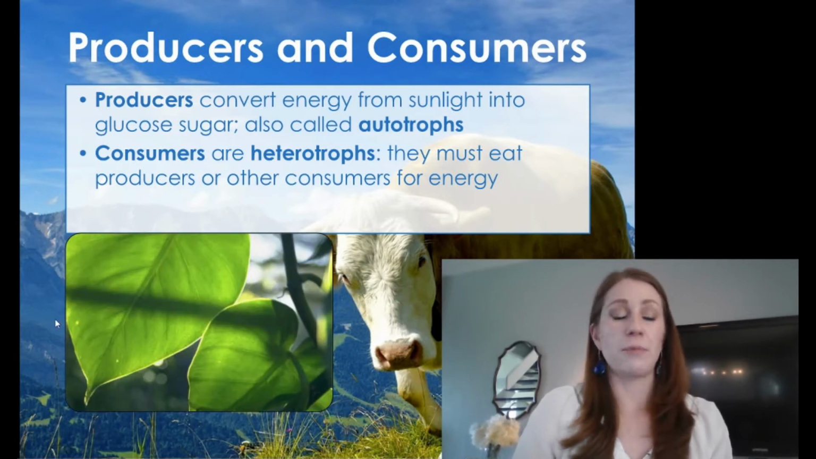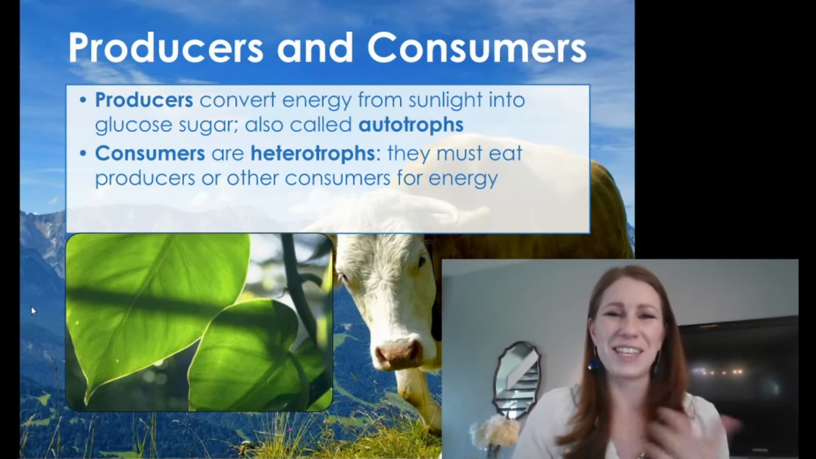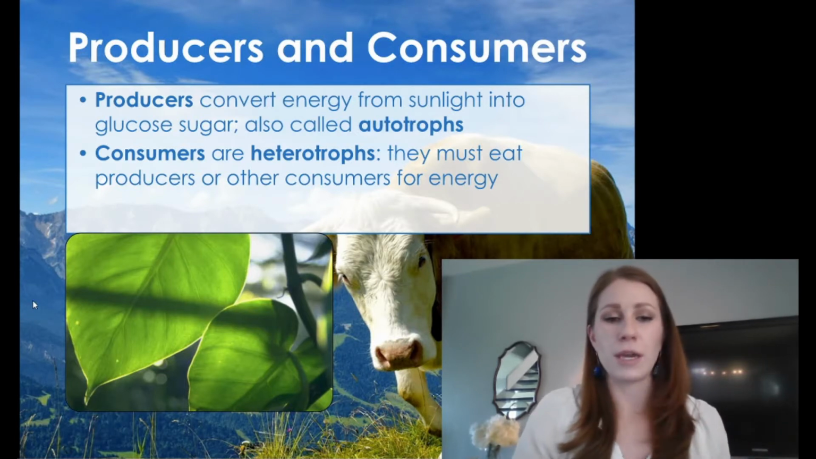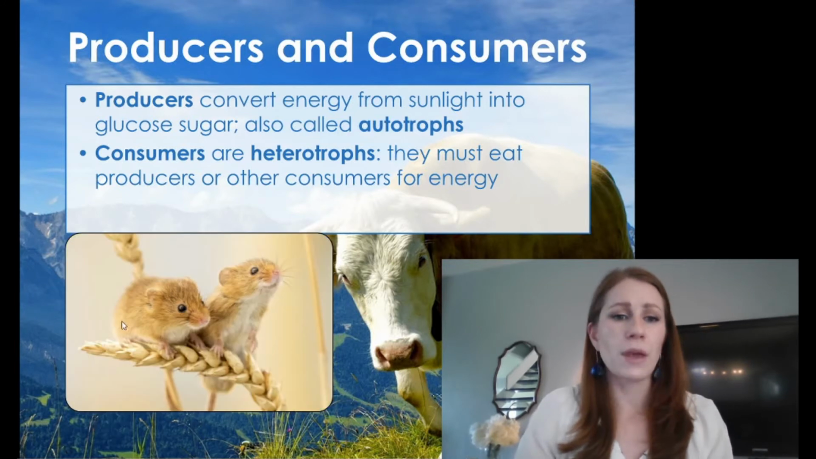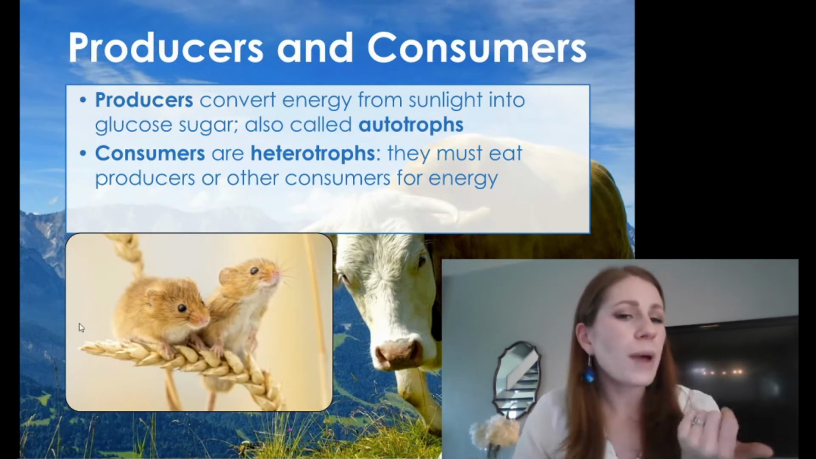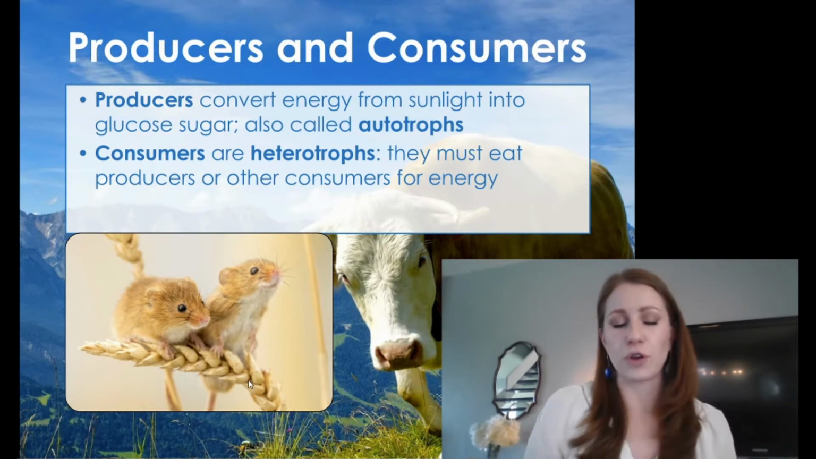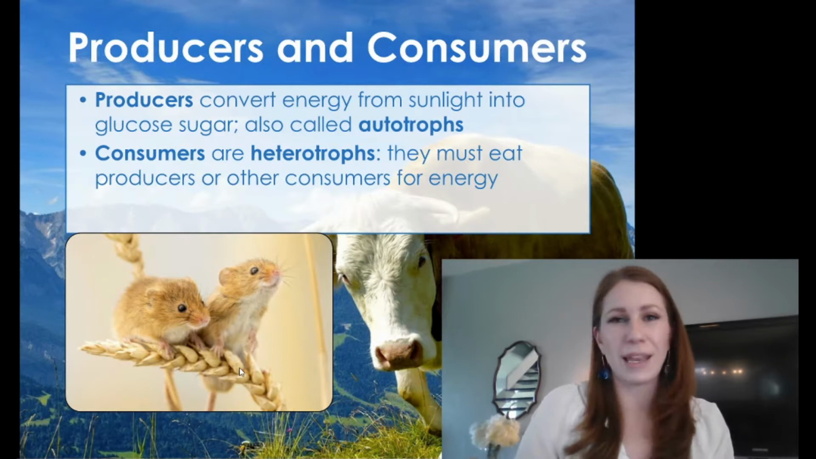In this picture here, we've got a producer, it's grain. We've got a plant. So this would be creating glucose by using sunlight. And again, that process is photosynthesis. So that's what producers use to make their sugar. And these little tiny adorable field mice, they would be heterotrophs because they're going to eat that wheat, which is a plant. It's a producer. So they're going to consume it and eat it for energy.